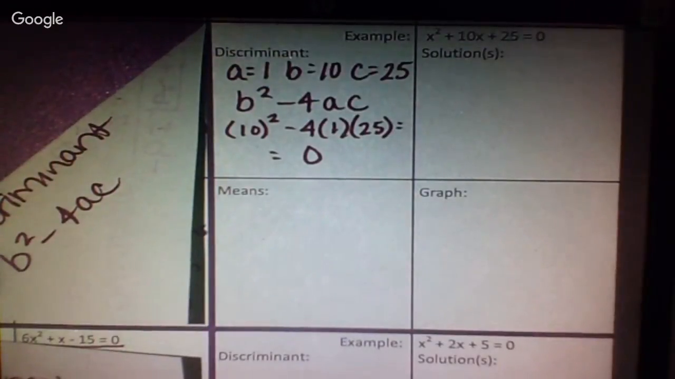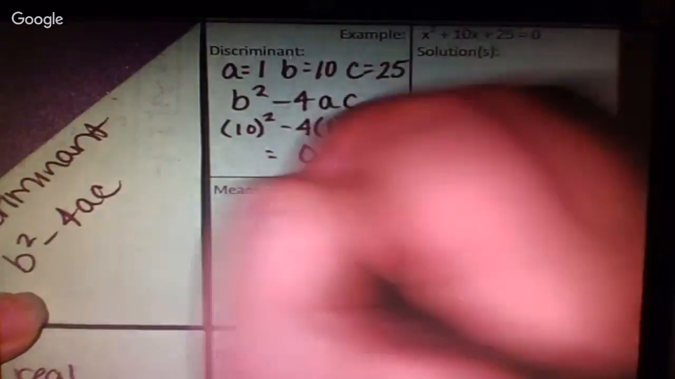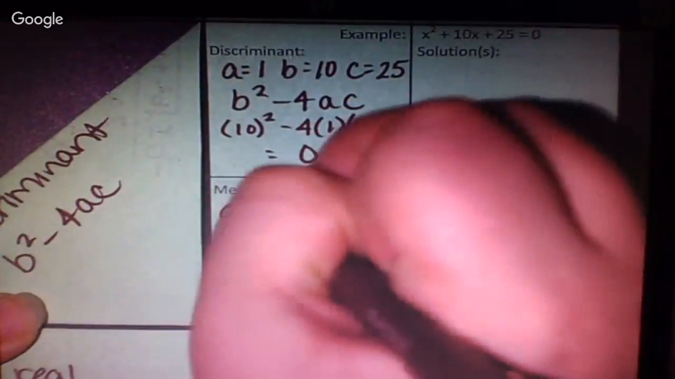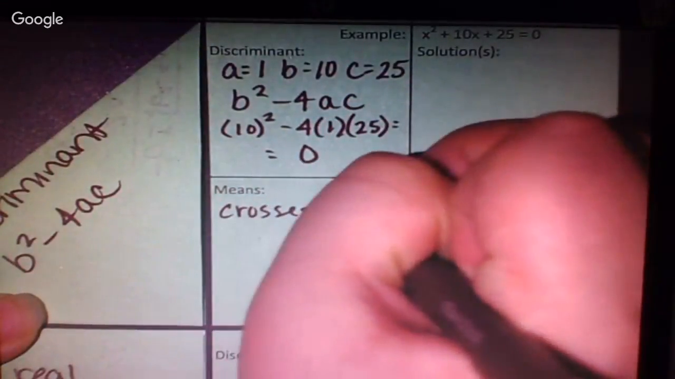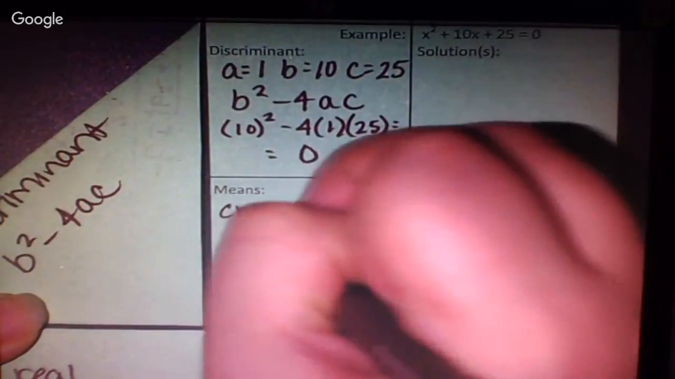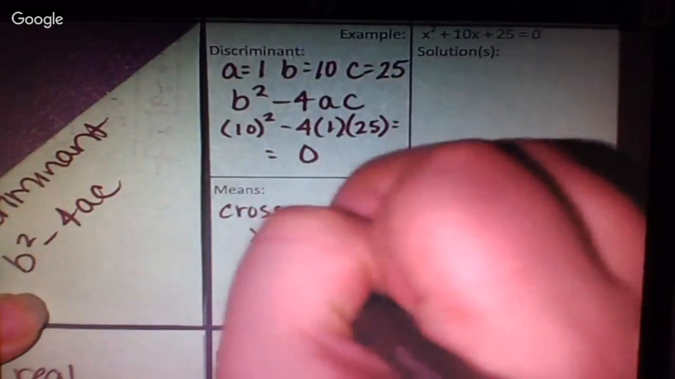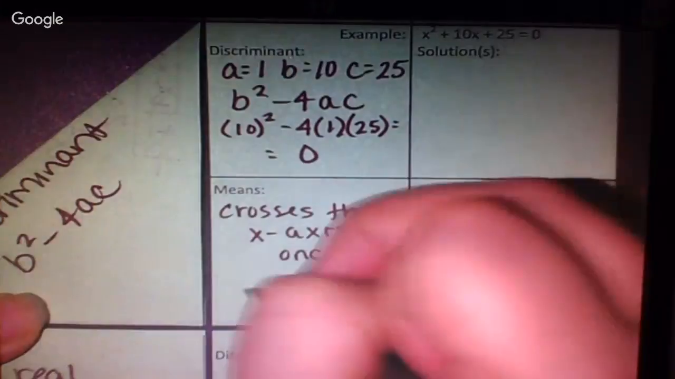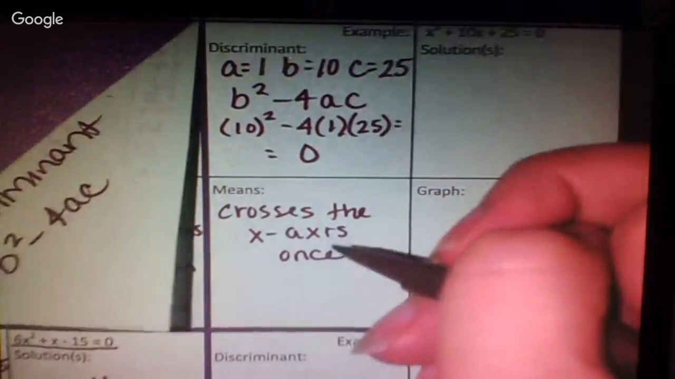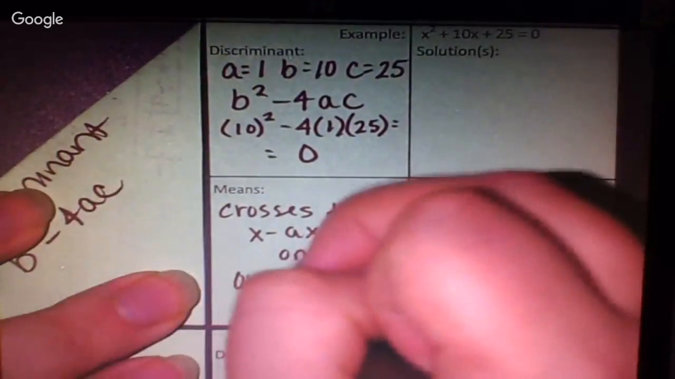All right. So Justin said this answer is 0. When we have an answer of 0, this means it crosses the x-axis once. So we have 1 real solution.